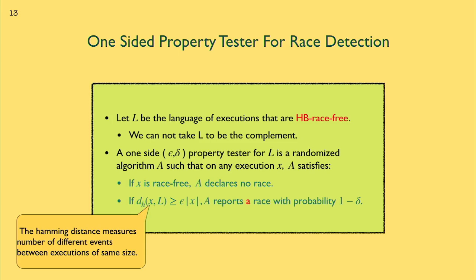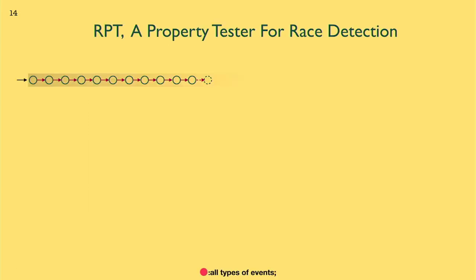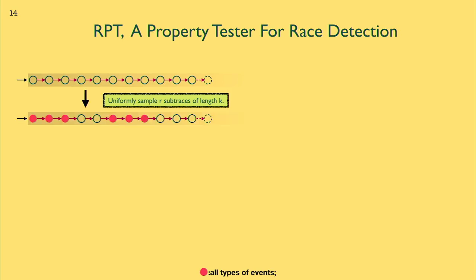Okay? And therefore, we propose the following naive but powerful algorithm, which we call RPT, namely the risk property tester. And the first thing we do is that we are going to uniformly sample R subtraces of length k. And please note that by sampling in this way, we are going to miss happens-before edges between threads because we are not going to observe all the synchronizations.